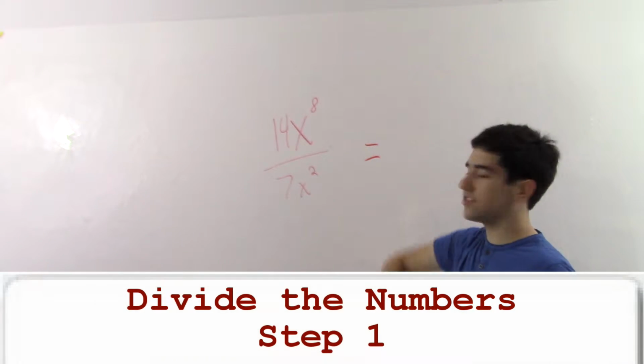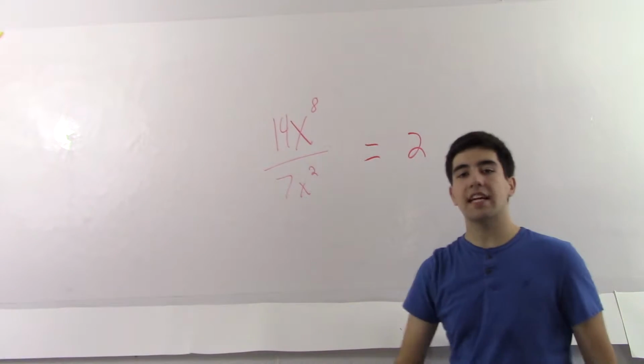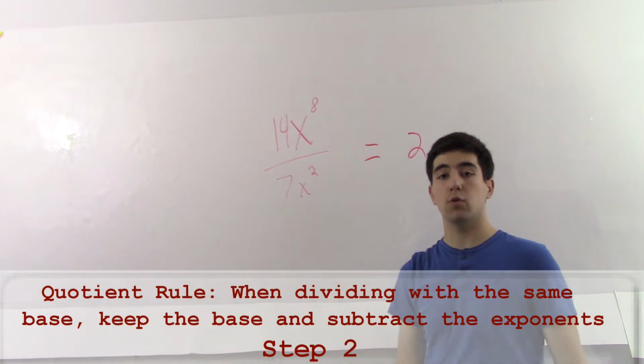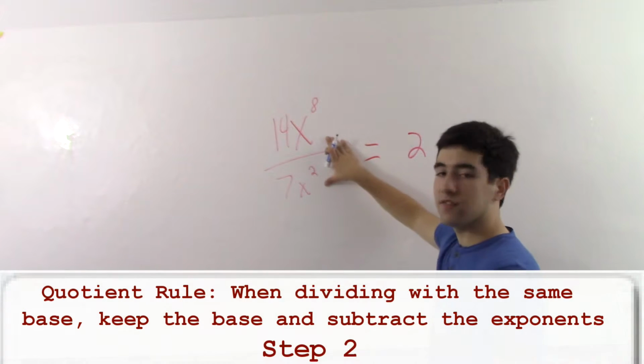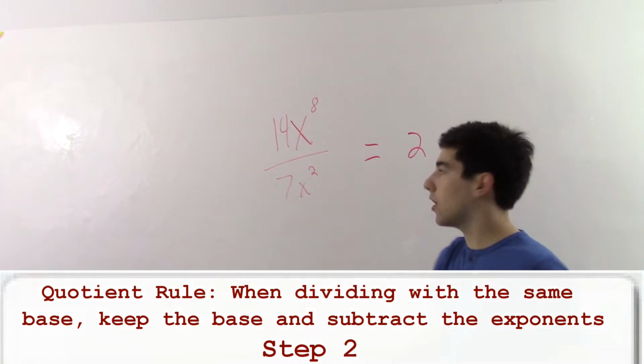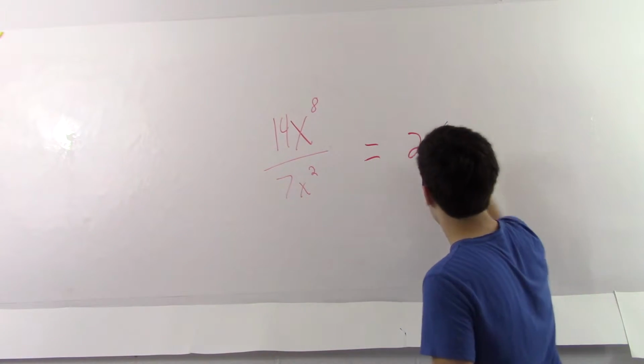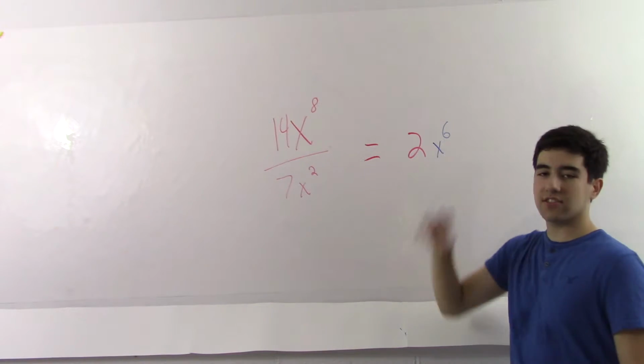The first step is to divide out your numbers. 14 divided by 7 is 2. Your second step is to use the quotient rule, which is telling us that when dividing with the same variable, you're going to subtract exponents. So 8 minus 2 is 6. And that would be your final answer, 2x to the 6th power.